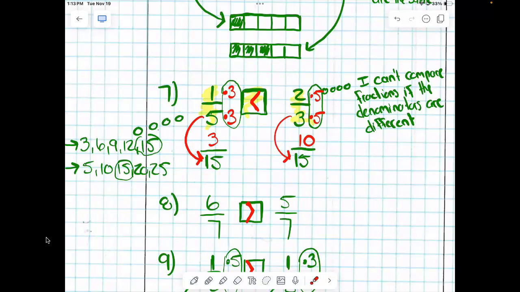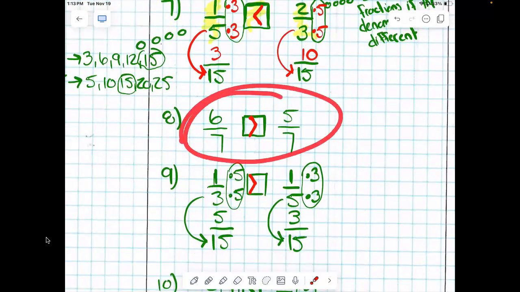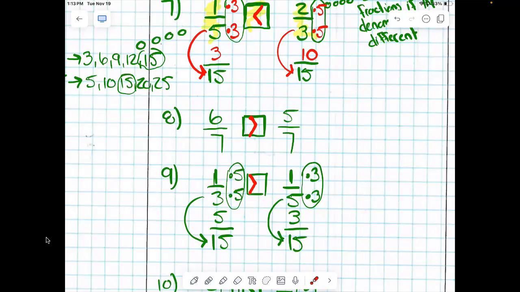Can I compare these two fractions in this problem? Yes. Can I compare these two fractions in this problem? No. No, they don't have common denominators.